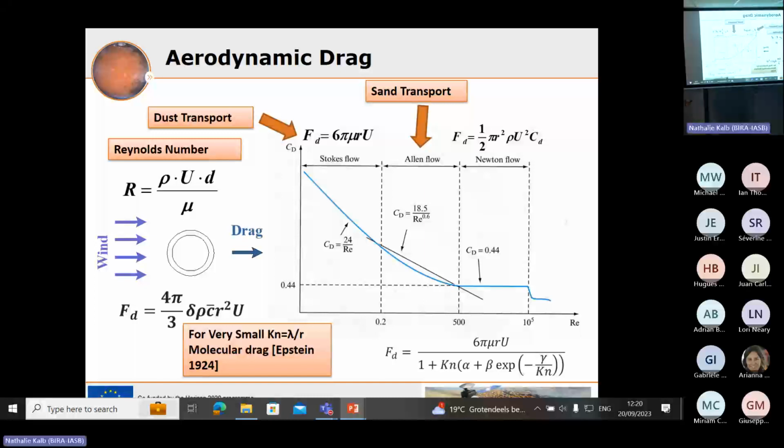Anyway, so drag is not trivial. Dust transport is also a little bit problematic because some dust can be in this viscous regime and some can be in the molecular regime. It's problematic that you're in between, and it's problematic for sand as well.